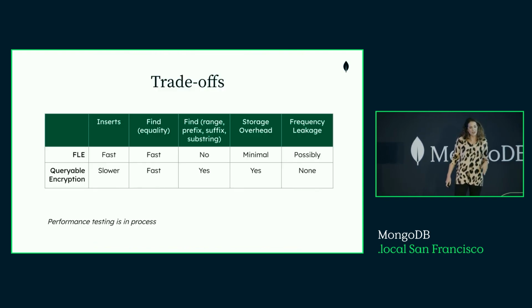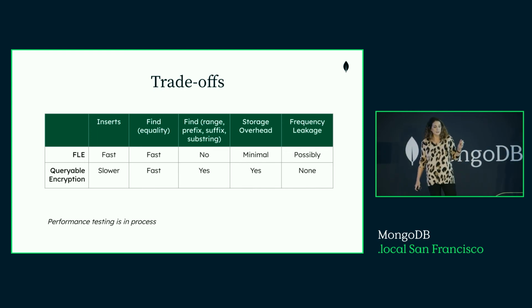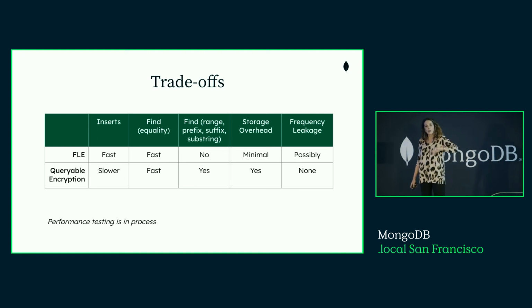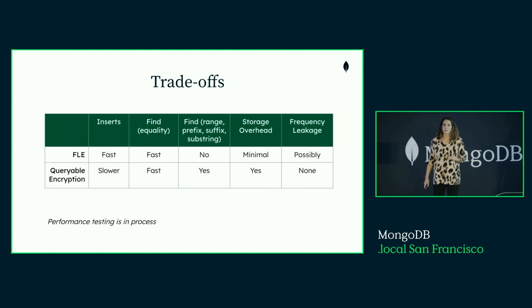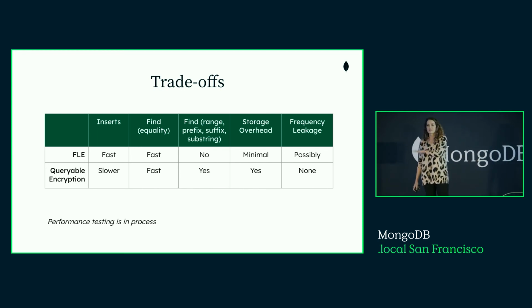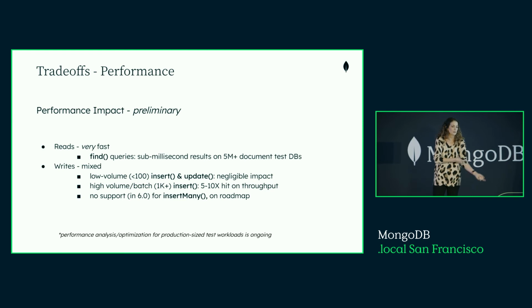Quickly into the trade-offs. FLE is very fast. It just does encryption, decryption, whereas Queryable Encryption has these additional data structures and these indexes that it has to build, so it is slower. However, you have more queryability. So instead of just equality, you have equality, range, prefix, suffix, and substring. I will go through these because these are really important.